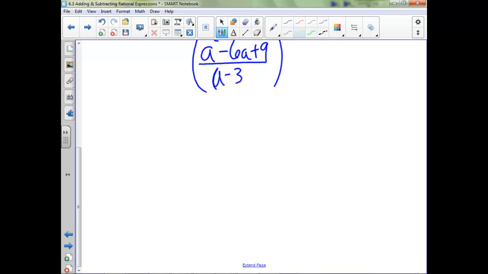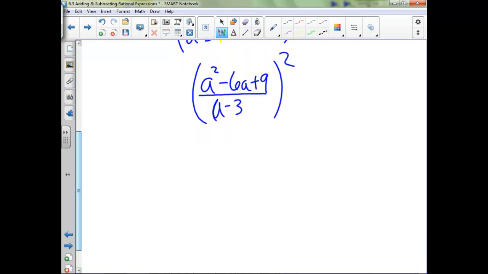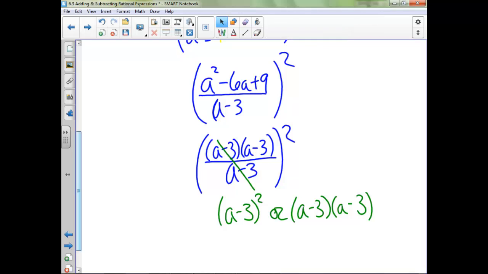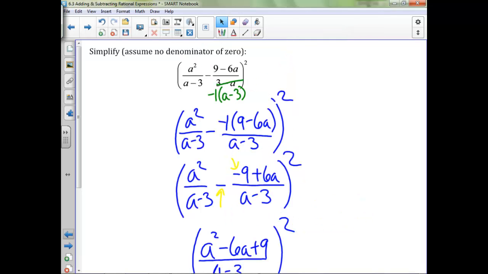And now our numerator here can actually factor into a minus 3 times a minus 3, all this over a minus 3 squared. So one factor of these will cancel out, so we're left with a minus 3 squared, or if you wanted to write it, you could just put a minus 3 times a minus 3. And this is the end of the section.